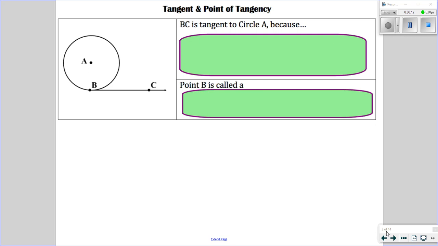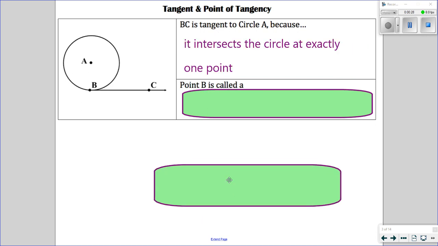So we have a diagram, circle O, and then we have a line that is touching it, which is BC. With point of tangent and point of tangency, BC is tangent to circle A because it intersects the circle at exactly one point. So tangent means a line or a segment that touches another shape, whether it be a circle or a square. Tangent is touching something else.